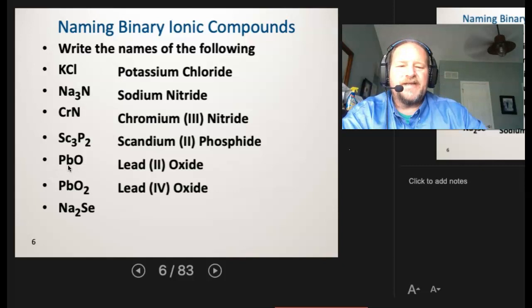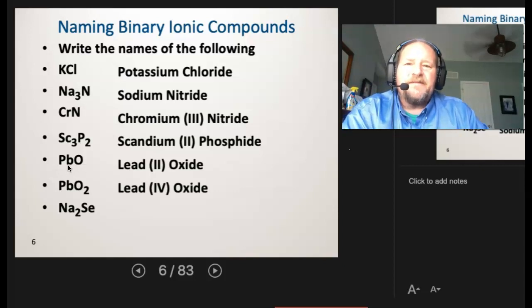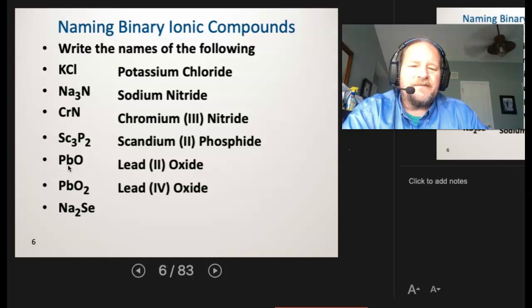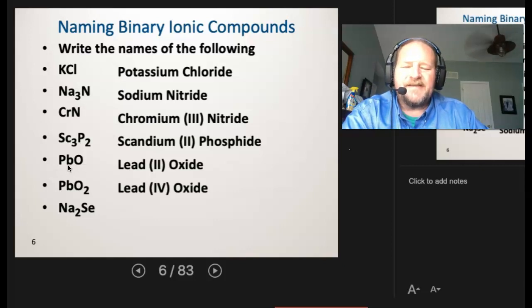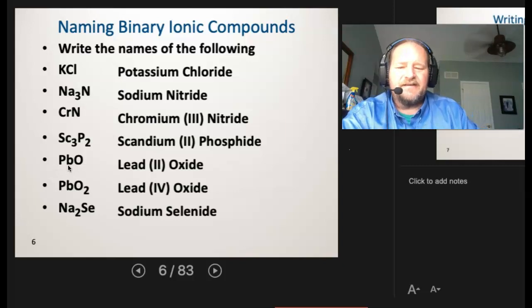How about Na2Se? So we have a metal present. Is that metal a transition metal? No, sodium's not a transition metal. So we don't have to worry about any kind of numbering. We just name. So we get sodium, and then Se is selenium, but it becomes selenide, sodium selenide.